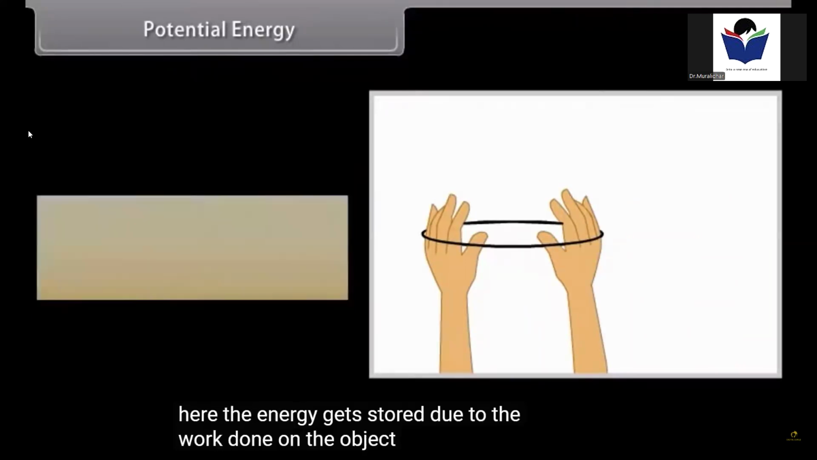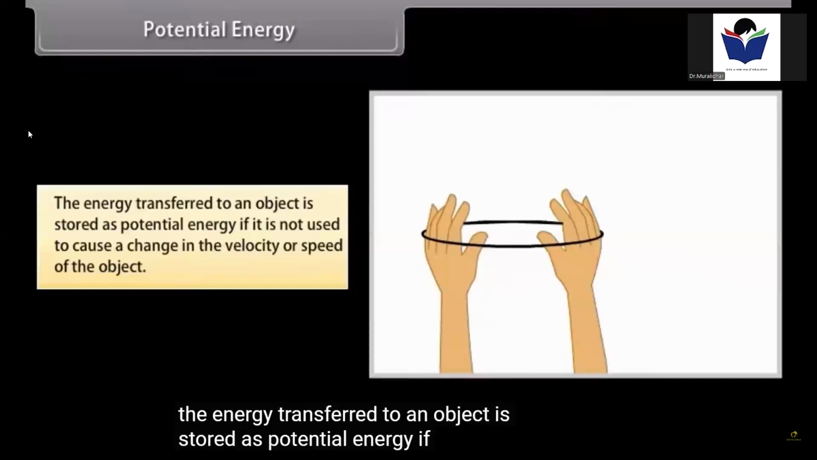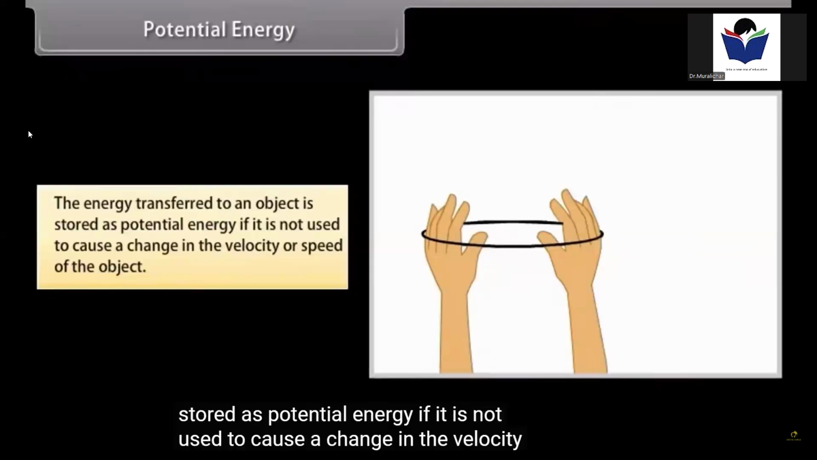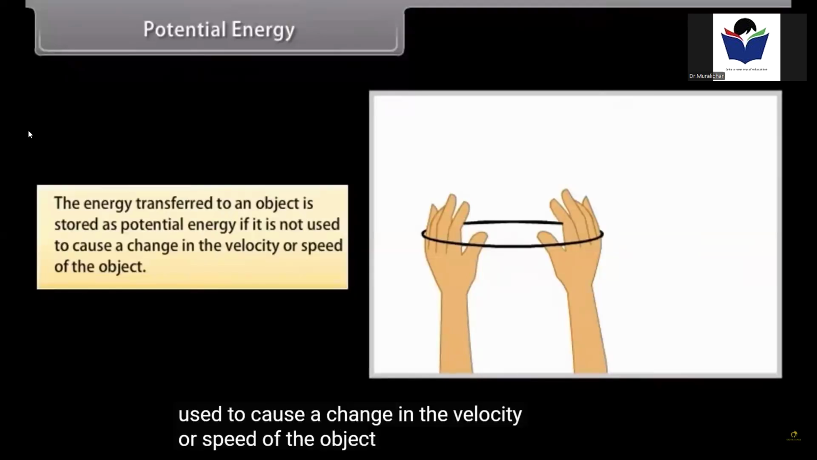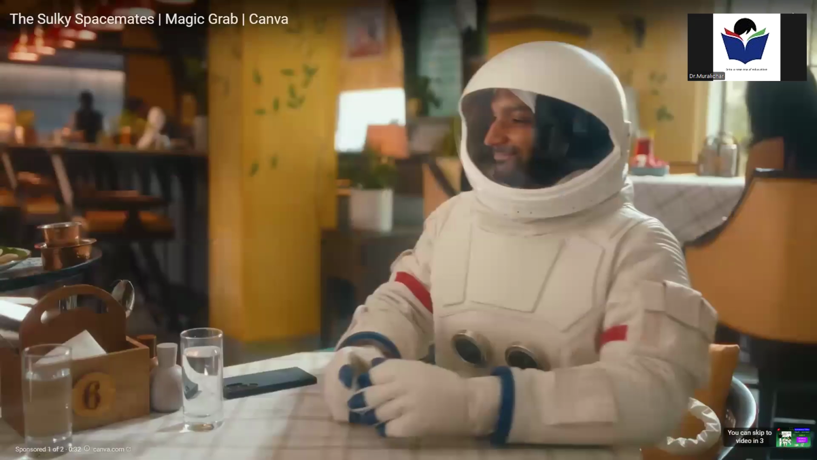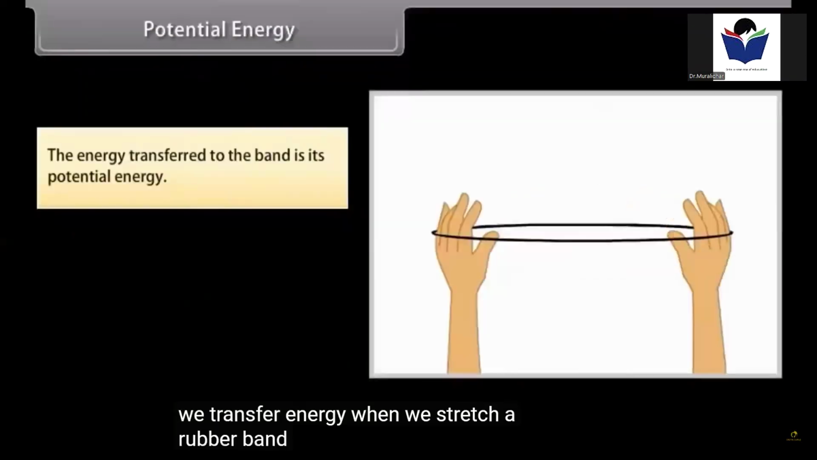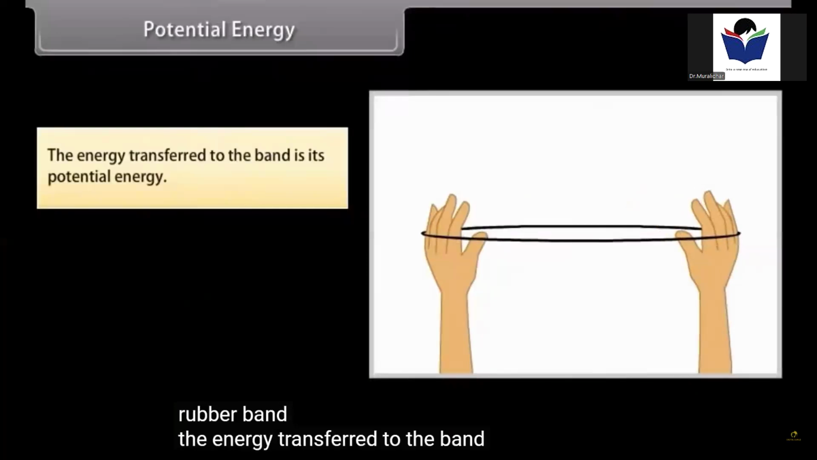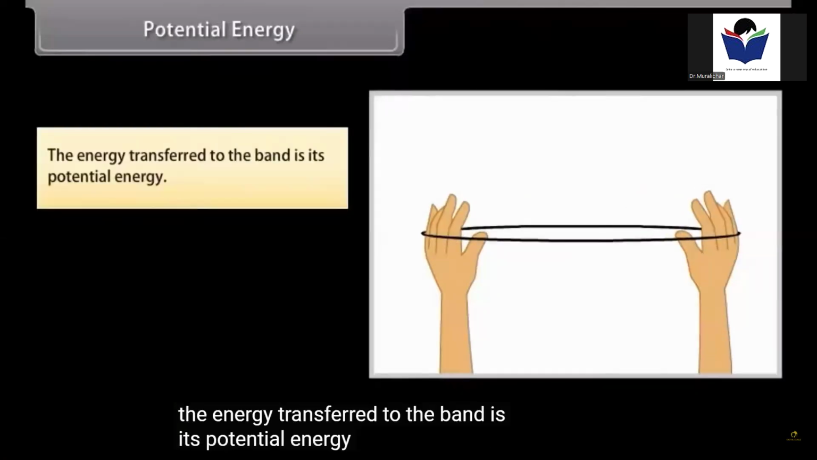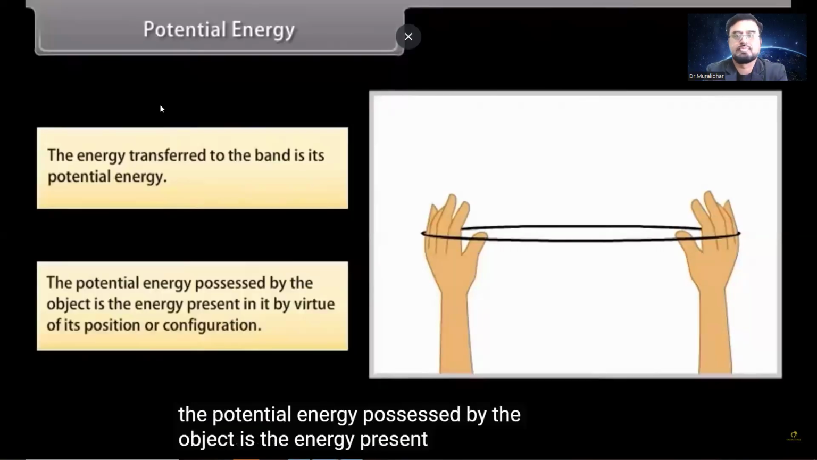The energy transferred to an object is stored as potential energy if it is not used to cause a change in the velocity or speed of the object. We transfer energy when we stretch a rubber band. The energy transferred to the band is its potential energy. The potential energy possessed by the object is the energy present in it by virtue of its position or configuration.